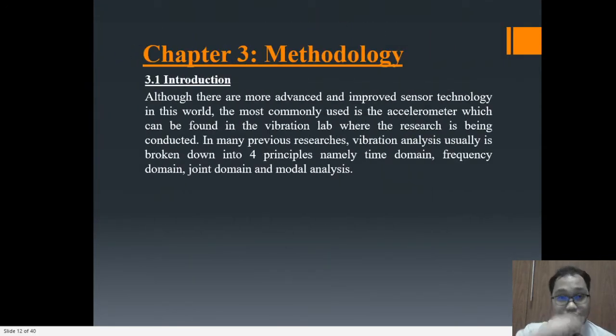Next is the methodology, chapter 3. Although there are more advanced and improved sensor technologies in this world, the most commonly used is the accelerometer, which can be found in the vibration lab where the research is being conducted. In many previous research, vibration analysis usually is broken down into four principles, namely time domain, frequency domain, joint domain, and modal analysis.